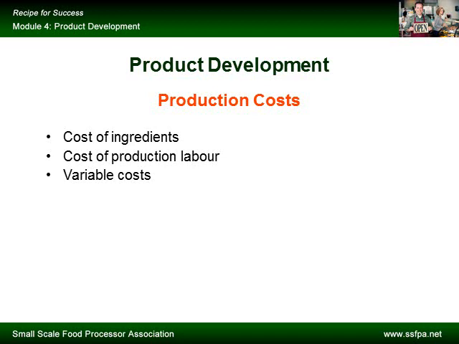In order to do this, you will need to download the cost sheet C, titled Cost of Ingredients, and cost sheet D, titled Production Labor. You will also need to download cost sheet A, titled Variable Costs, where the ingredient cost per unit from cost sheet C and production labor cost per unit from cost sheet D will be entered.